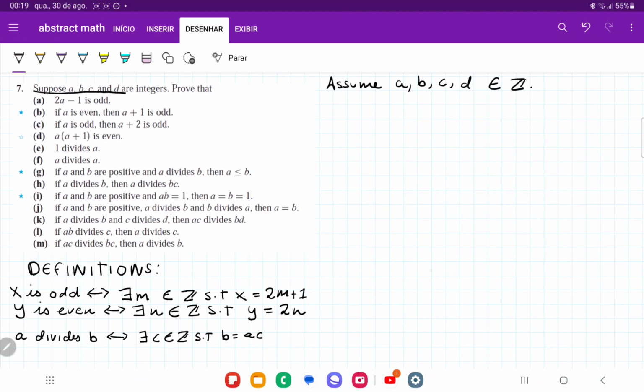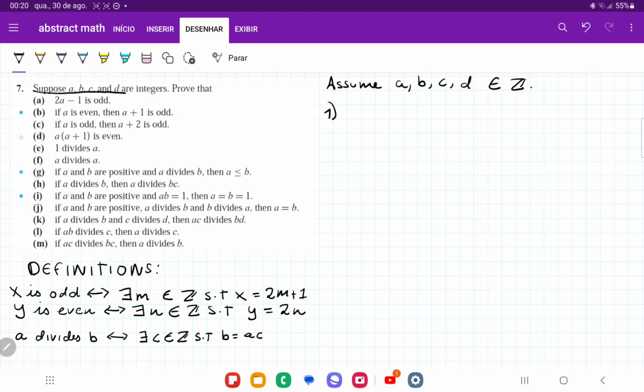And I'm just going to leave this up here so that I don't have to keep saying assume that a is an integer, right? I'm just going to leave it there and I'm not going to repeat it since I'm proving all of these at once. However, if you're doing them separately, you would want to every single time say assume that a is an integer. So that being said, let's get started.